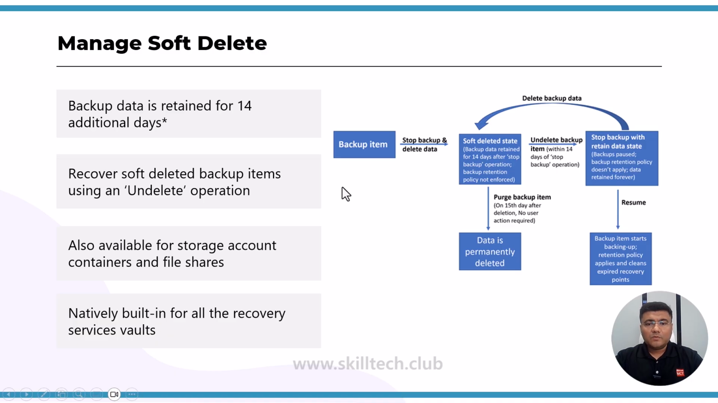Now, when the retention period is over, the data is going to be deleted. You can recover the deleted backup items using the undelete operation, which is available if you have enabled soft delete. It is also available for storage accounts, containers, and file shares, so you can take advantage of this in multiple services. It's natively built in for all Recovery Services Vaults, which have a soft delete configuration available. Suppose you are not able to retrieve the data, or you are not intentionally retrieving it within this retention period, then after 14 days, meaning on the 15th day, the data is going to be deleted permanently. And after that, you cannot recover it.